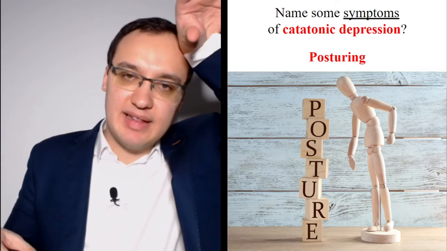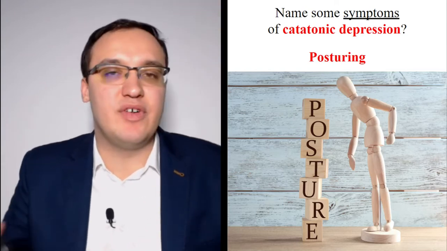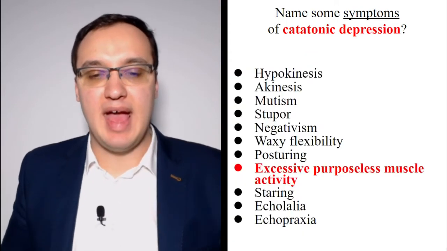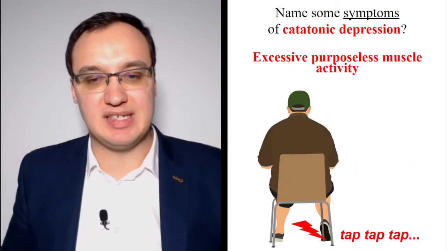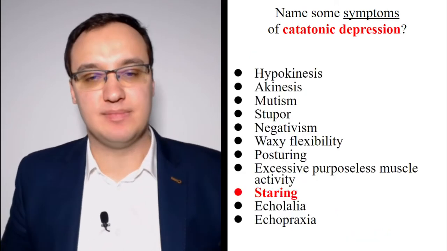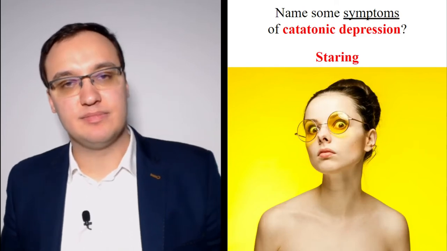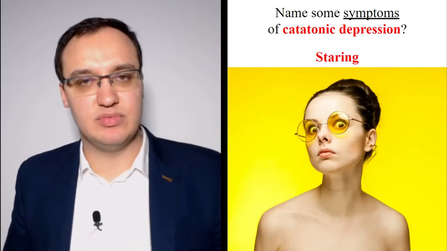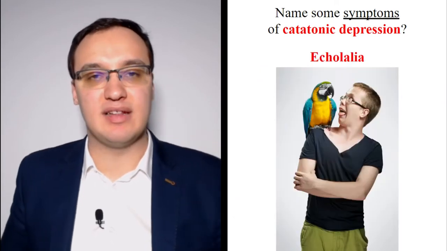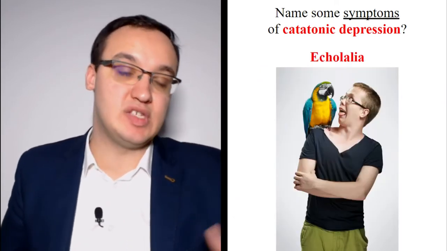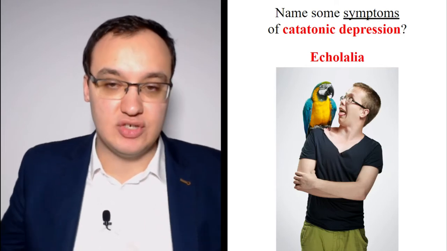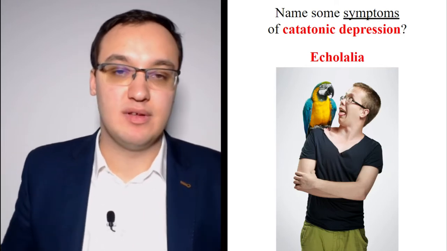They can stand like this, or stand very strangely, okay? Very different posturing. And have excessive purposeless muscle activity, as we said, tap, tap, tap, agitated, staring. This is very usual for this catatonic behavior. They are staring. Echolalia, meaning that they repeat the words you say. So you say something and then they just repeat it. No sense, but they just do it, like this parrot.